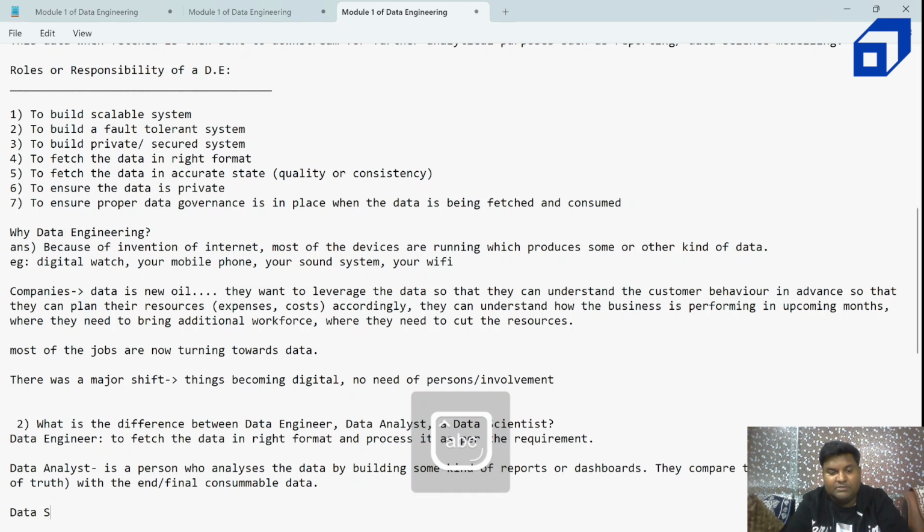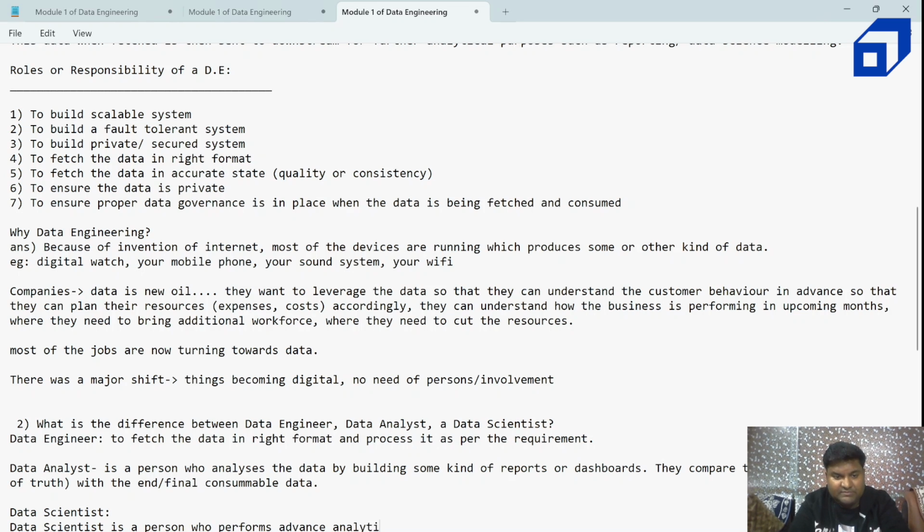I'll give you a random or layman example also, which you can explain in the interview, which can help you to impress an interviewer. A data scientist is a person who performs advanced analytics on the final data to build models for recommendation or for predictions. I'll give you a normal example.